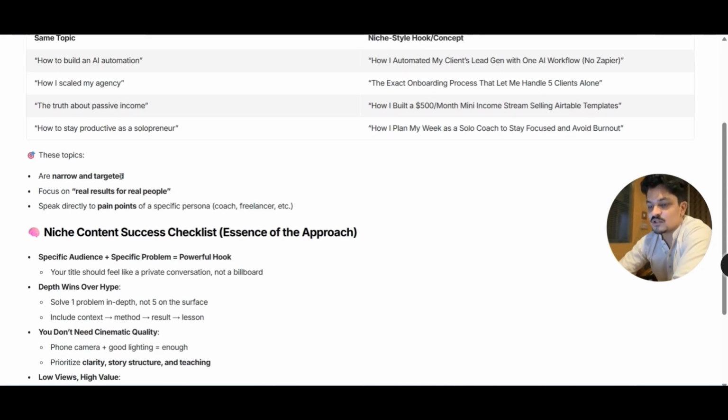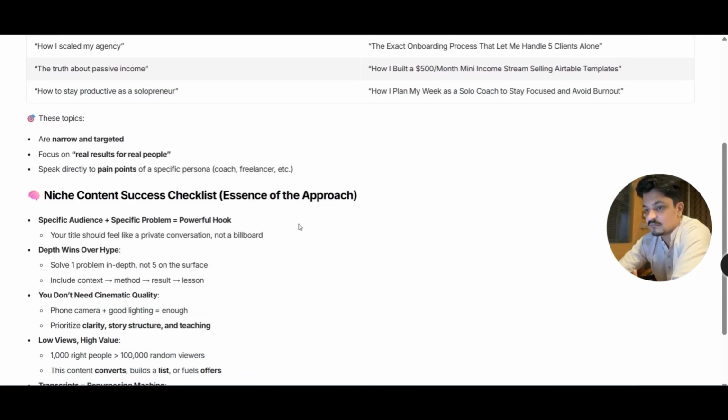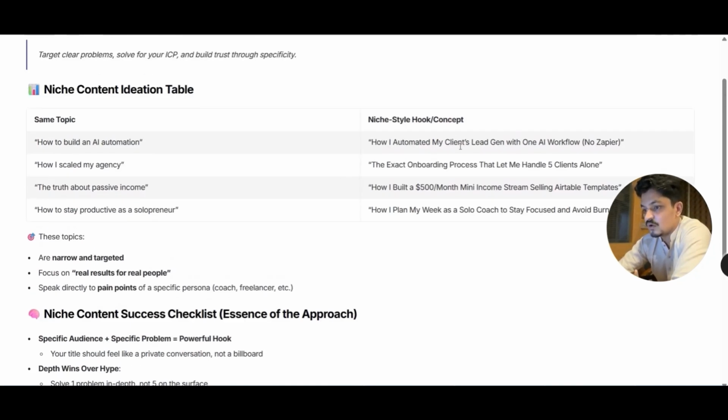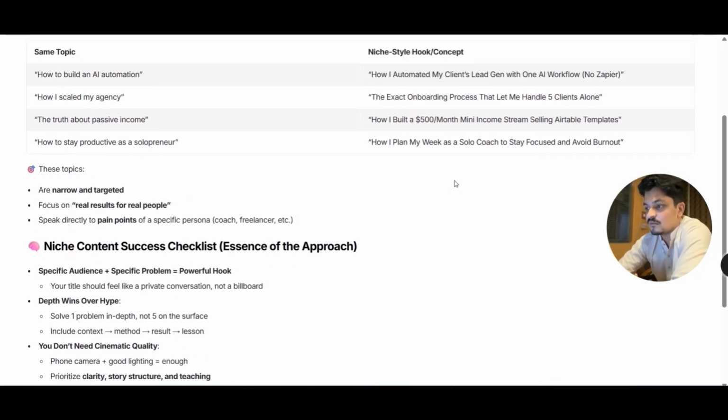Now, what these topics focus on, again, these are narrow and targeted, right? They focus on real results for real people, and you are speaking directly to your ICP, and you're literally solving their pain points. So this is the whole goal of this kind of approach.